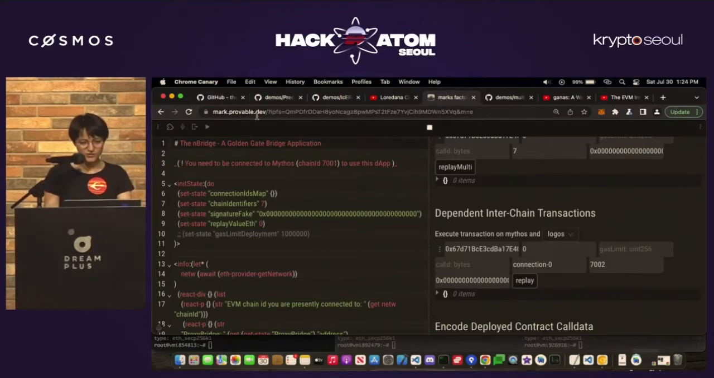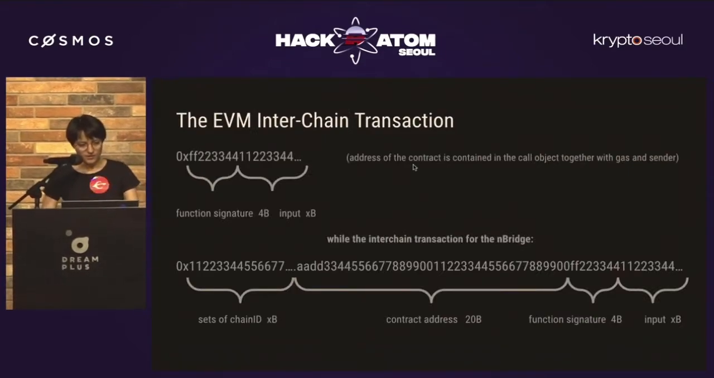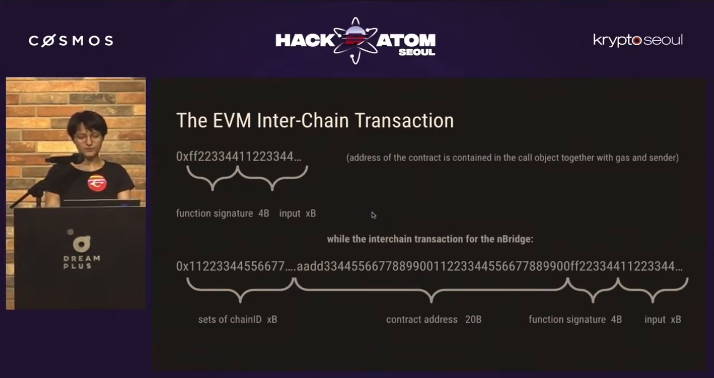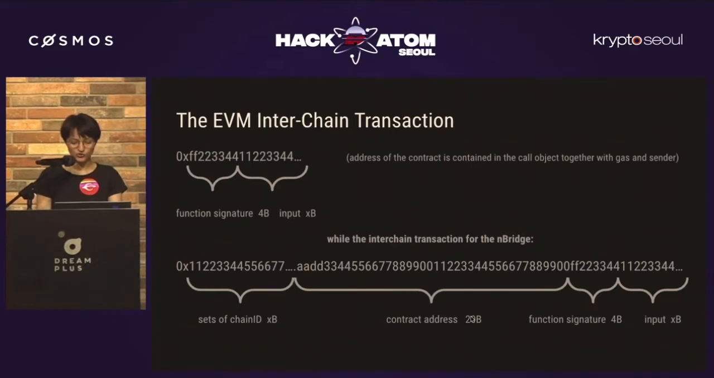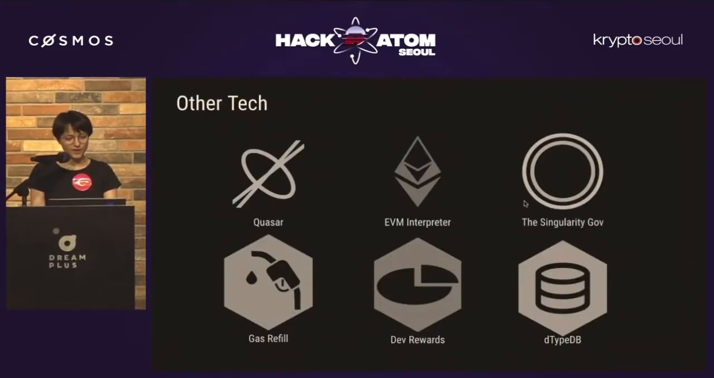You've seen, at least you've seen a multi-chain transaction. So a normal EVM transaction, you have the function signature, you have the input, this is the call data, and then you send the contract address. For the interchain transaction, especially multi-chain transaction, you have the set of chain IDs where these transactions will be replayed. You have the contract address, which is unique across chains. You have the function signature and your input.